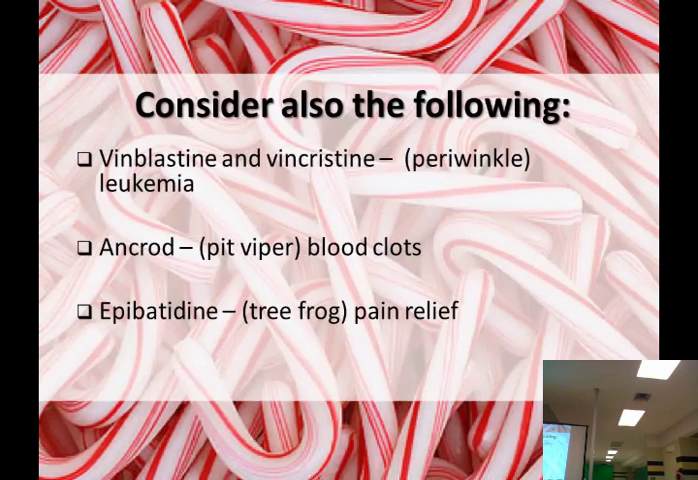Here's a couple of others to consider. Vinblastine and vincristine are two substances made by the Madagascar periwinkle. So Madagascar, like the trees in Madagascar, which he'll probably come out and talk about here in a second.